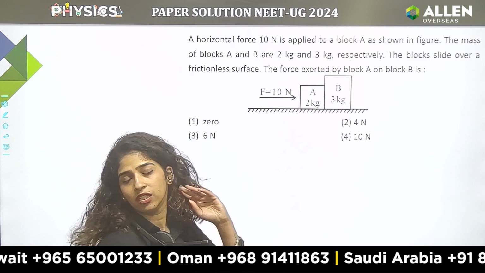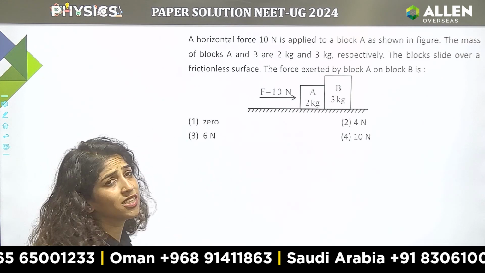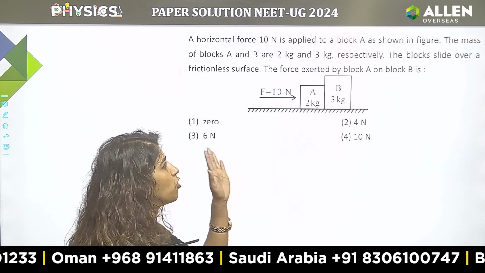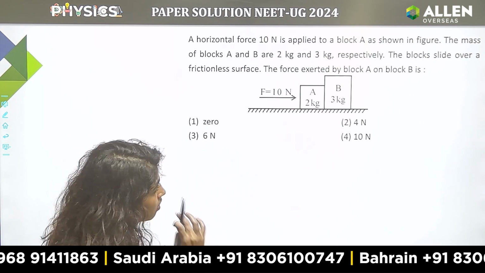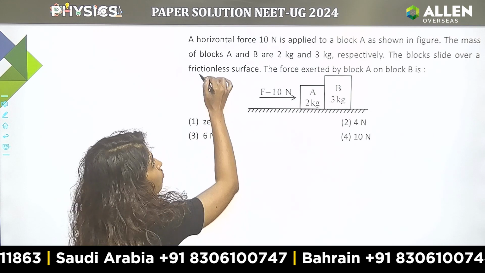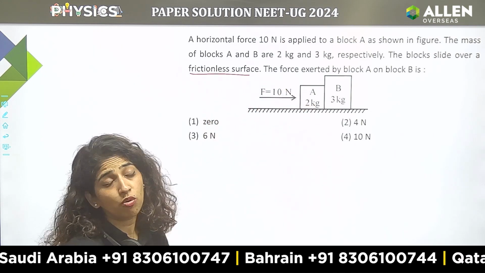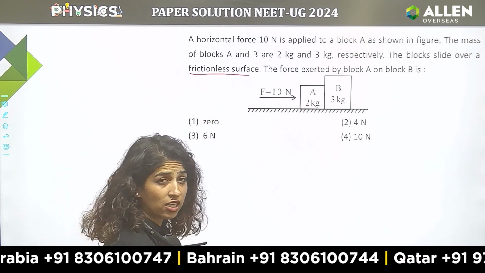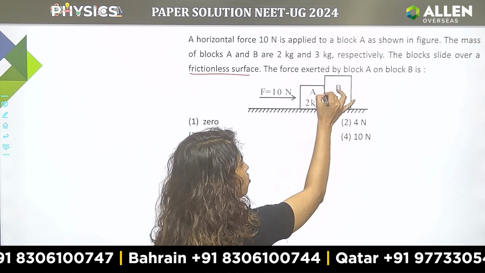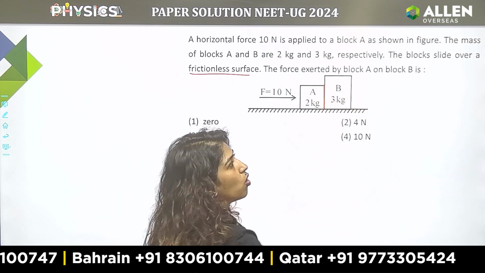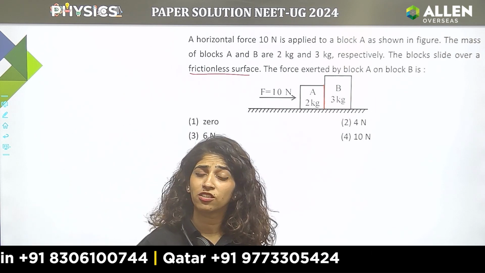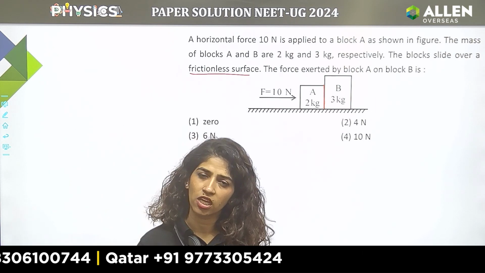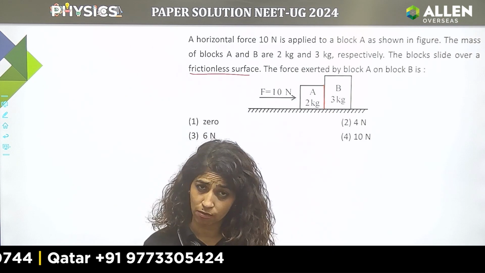Moving ahead, next, a very simple question. It says there is a horizontal force of 10 Newton acting on two blocks, 2 kg and 3 kg respectively. There is no friction. Very important to read. There is no friction in the given question. They are asking us to find the force exerted by block A on B. Even if the question says find the force exerted by block B on A, it is going to end up with the same answer.